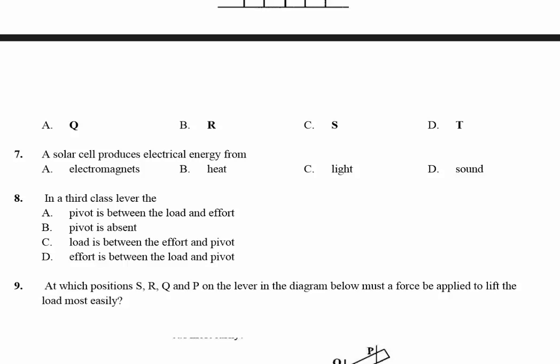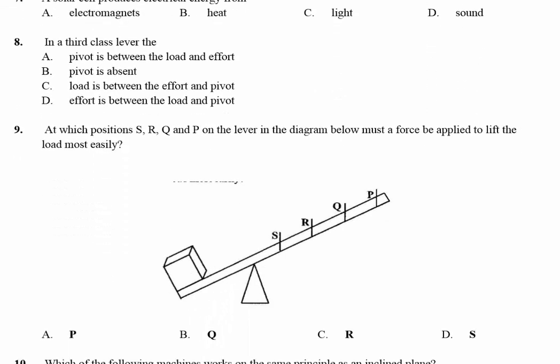Question 8. In a third class lever, the effort is between the load and the pivot. Therefore, the answer is D. Question 9. At which positions S, R, Q, and P on the lever in the diagram below must a force be applied to lift the load most easily? Our answer is point P. Therefore, the answer is A.